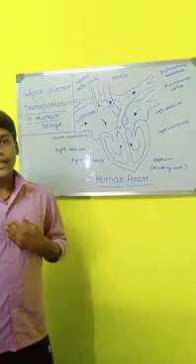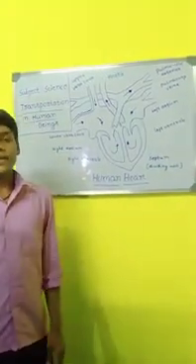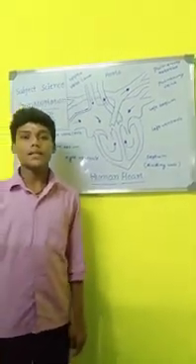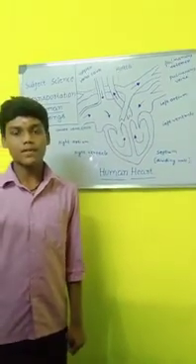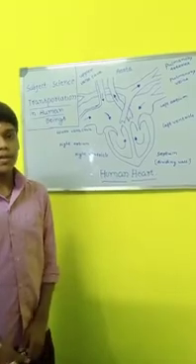It is located between the two lungs, at the center between the two lungs. It bends towards the right side of the body. One-third of the heart is at the right side of the body and two-thirds of the heart is at the left side of the body. Now let us know the structure of the human heart.